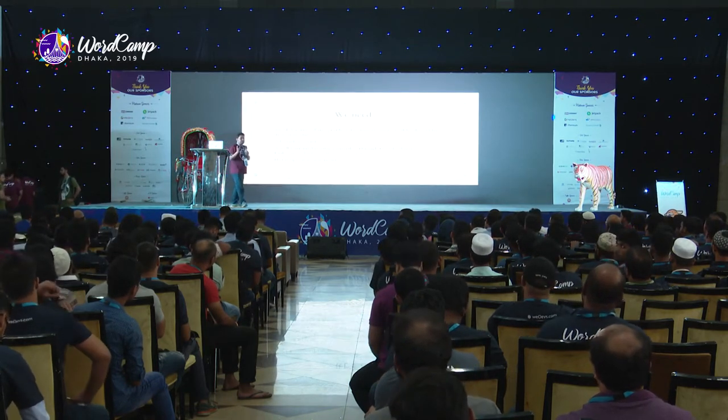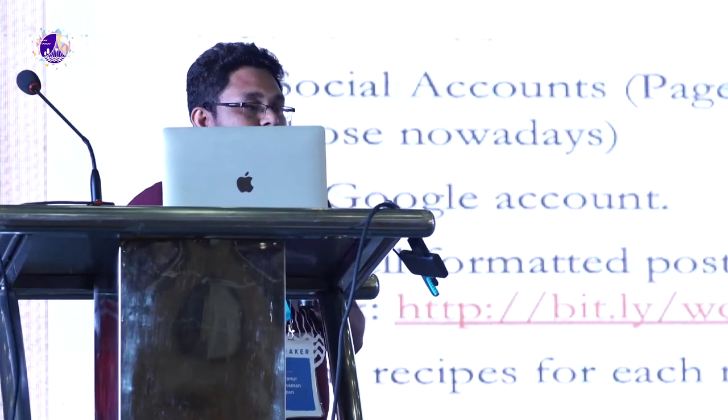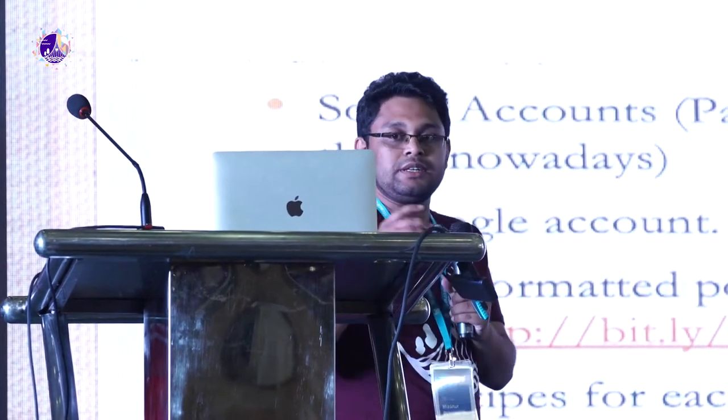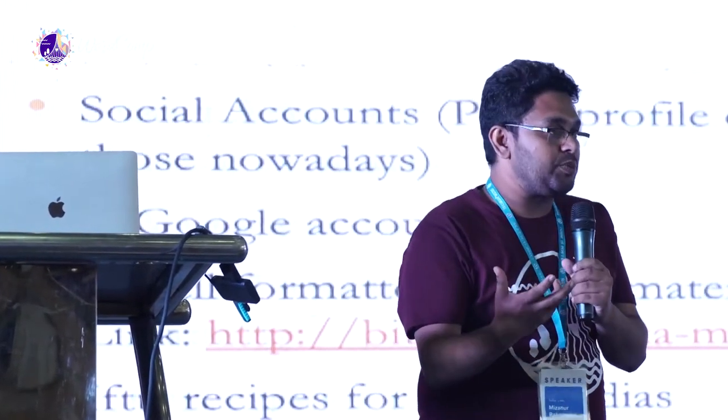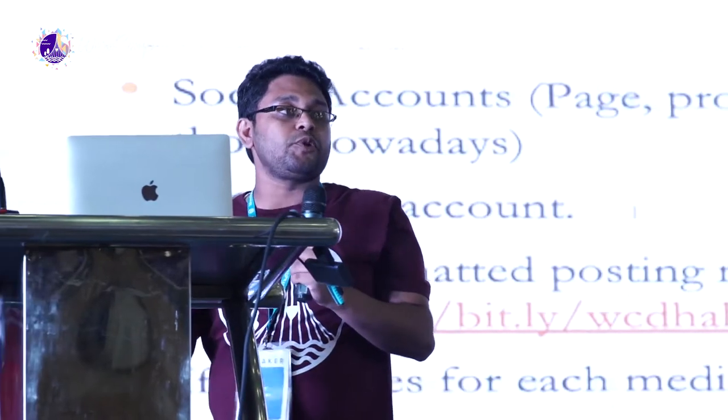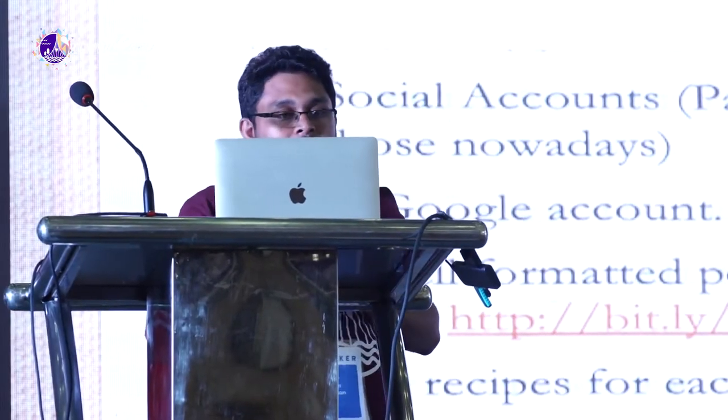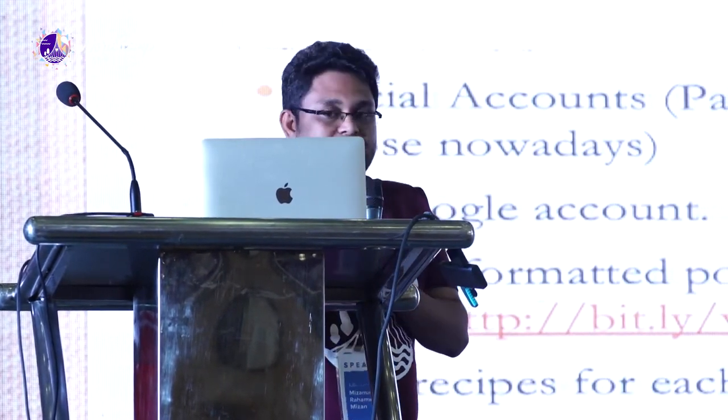Okay, so we are going to use IFTTT for the primary automation, but we need to have social accounts to post, right? Then we need a Google account and well-formatted posting materials, because you want to batch automate your posts. If you want to post a single post, you don't need a full automation system, right? Okay, so you need a proper posting schedule and an IFTTT recipe for each media.